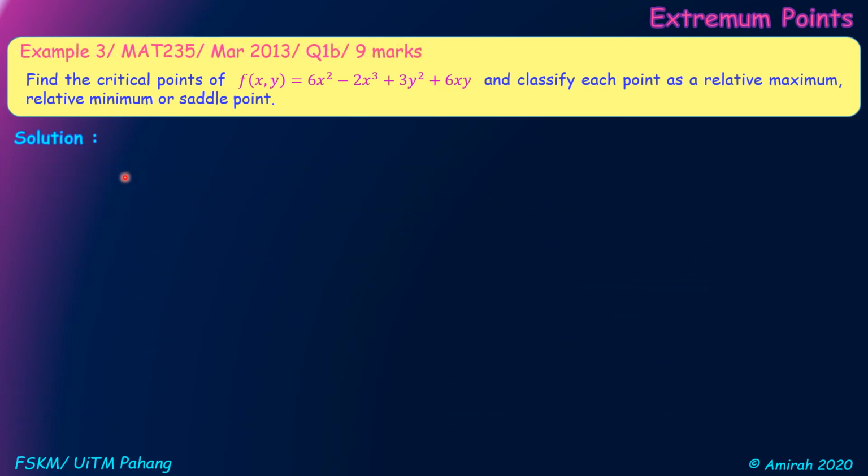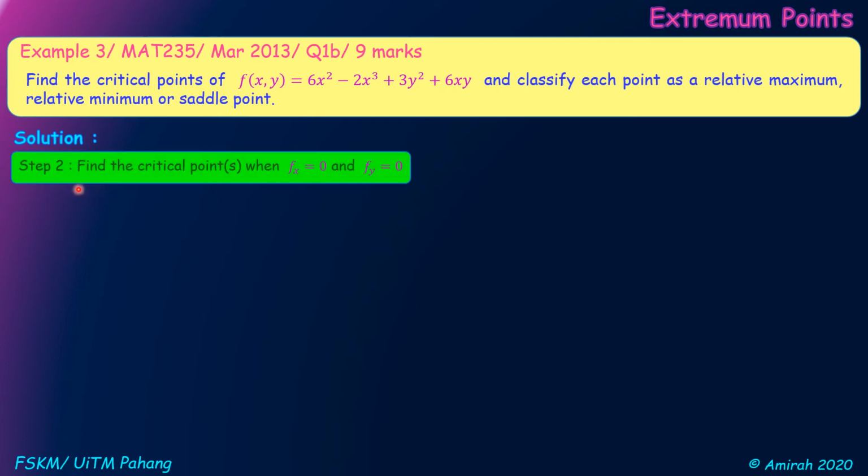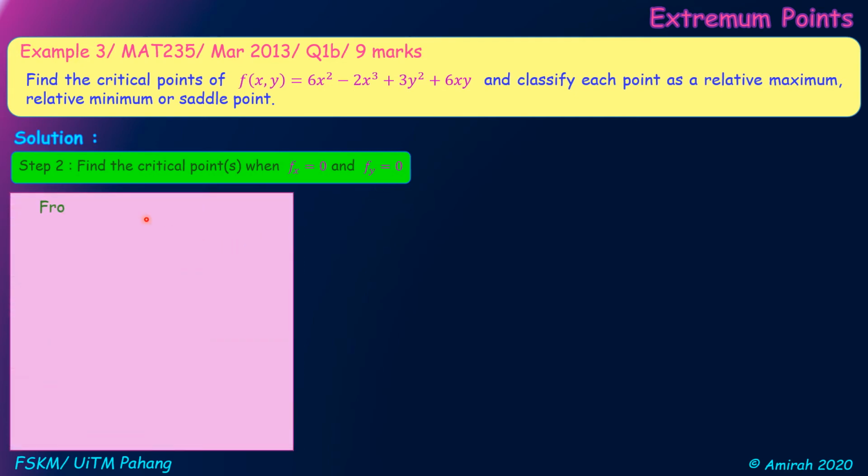Alright, after we find all the first and second partial derivatives, we can continue with step 2. Step 2, we need to find the critical points when fx equals 0 and fy equals 0. Right? So from the previous slide, we get fx equals 12x minus 6x squared plus 6y. Then we equate fx equals 0. So when fx equals 0, we get 12x minus 6x squared plus 6y equals 0.